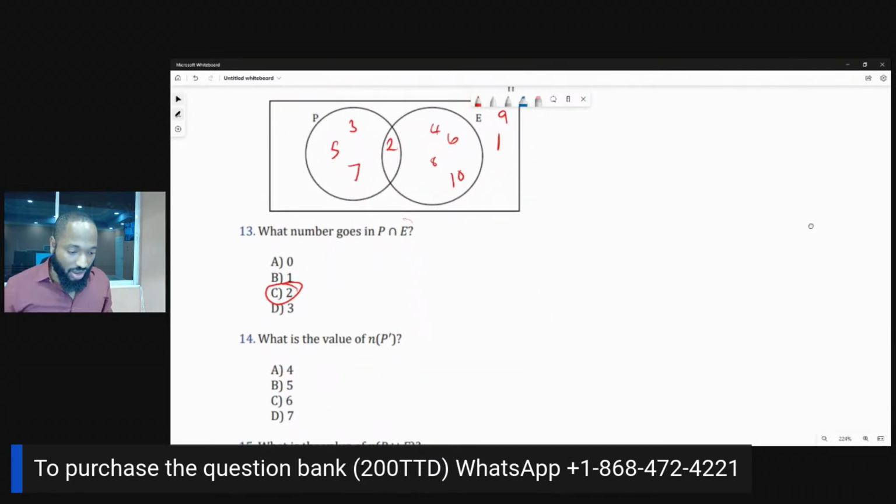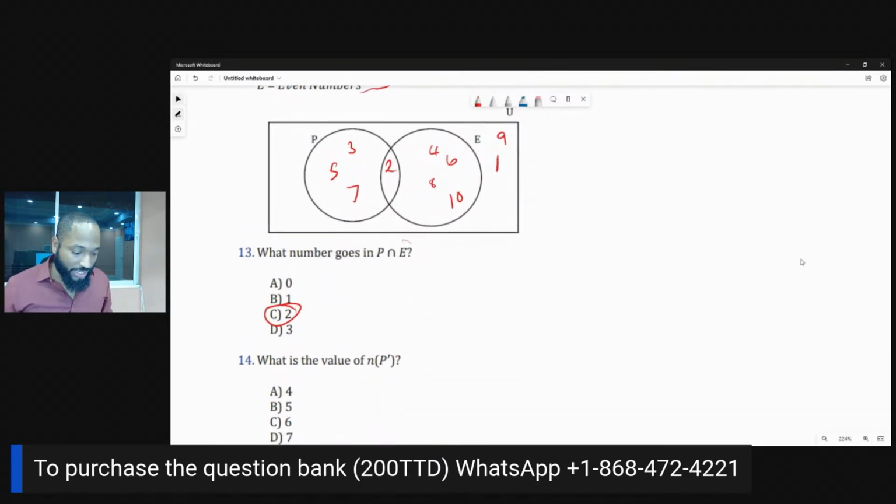What is the value of the number of elements outside of P? Outside of P, how many elements do we have? Now, it's very easy to see because I write up everything for you. But a lot of people stop at 4 and forget you need to count these 2 as well. 1, 2, 3, 4, 5, 6.